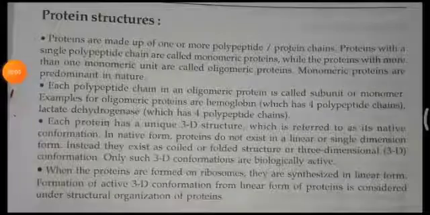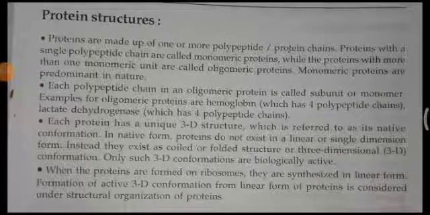In this session, we are going to discuss protein structure, or the structural organization of proteins. Proteins are made up of one or more polypeptide or protein chains. Proteins with a single polypeptide chain are called monomeric proteins, while proteins with more than one monomeric unit are called oligomeric proteins. Hence, some proteins may be made up of a single subunit or a single polypeptide.